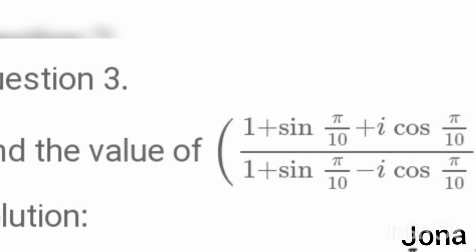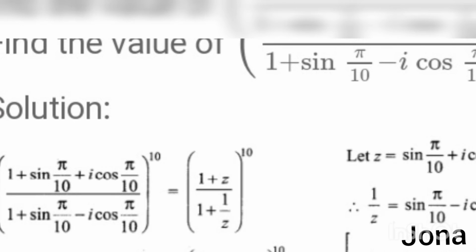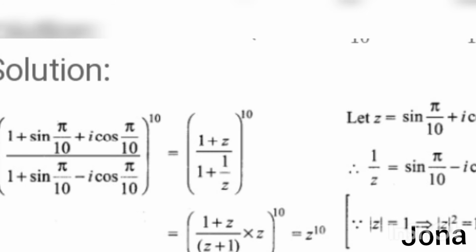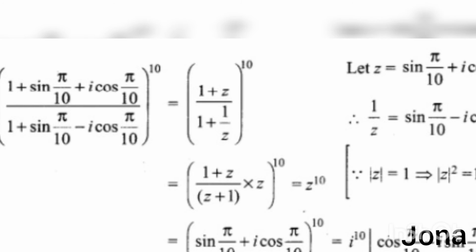Third question: find the value of (1 plus sin pi by 10 plus i cos pi by 10) divided by (1 plus sin pi by 10 minus i cos pi by 10) whole power 10 here. So let me take the left hand side, the given problem, as 1 plus sin pi by 10 plus i cos pi by 10 divided by 1 plus sin pi by 10 minus i cos pi by 10.